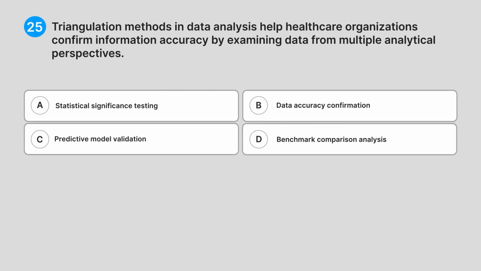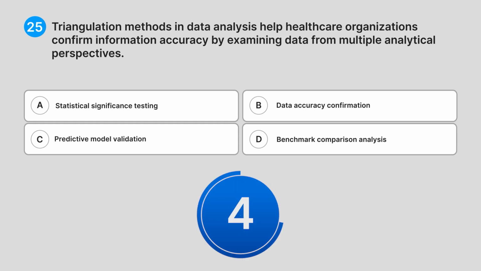25. Triangulation methods in data analysis help healthcare organizations confirm information accuracy by examining data from multiple analytical perspectives. A. Statistical significance testing. B. Data accuracy confirmation. C. Predictive model validation. D. Benchmark comparison analysis. Can you guess the answer?